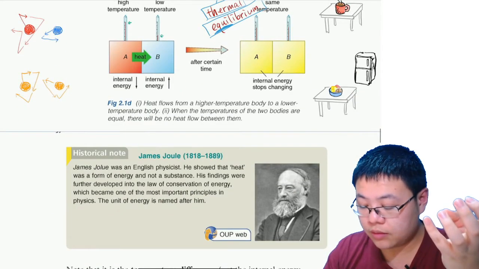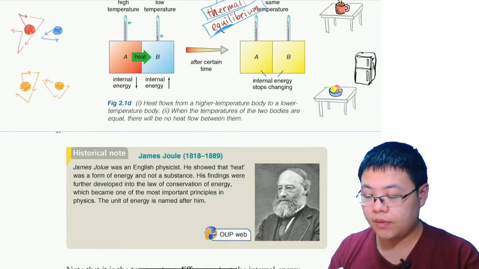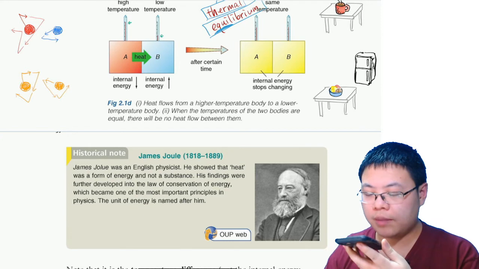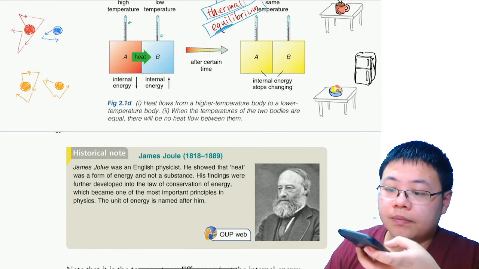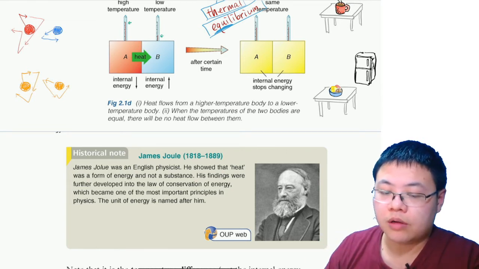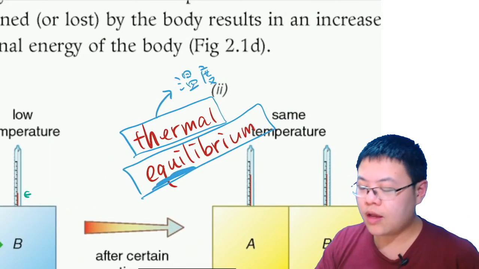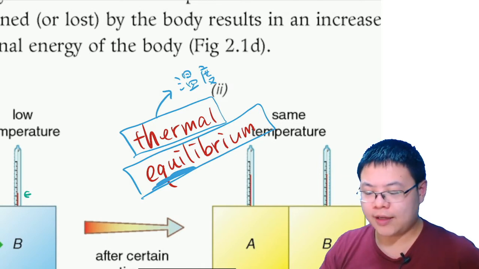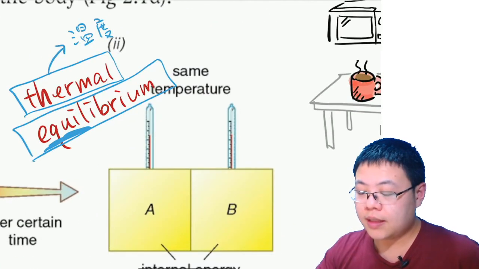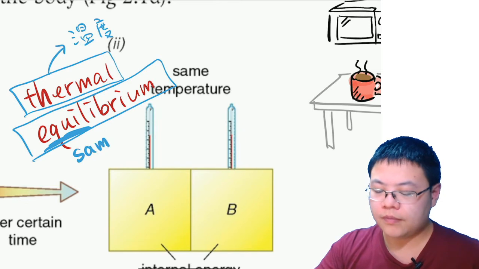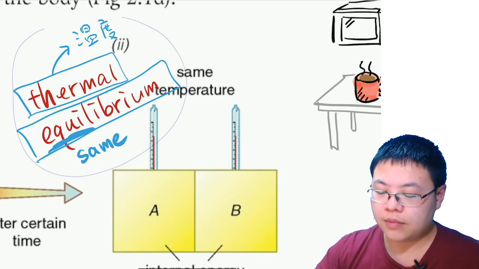Have I spelled it wrong? I'm worried. Equilibrium. Okay. Equilibrium is correct. I'm sorry about that. I am professional. I should not worry about wrong spelling, but I have to check so that you know it is correct. Equilibrium, EQUILIBRIUM. It means same temperature. Okay, thermal equilibrium is same temperature.